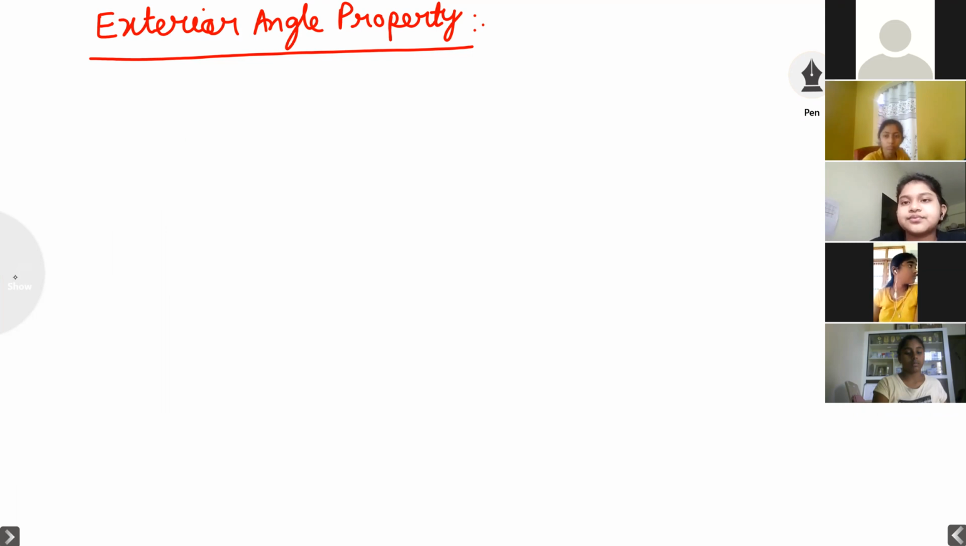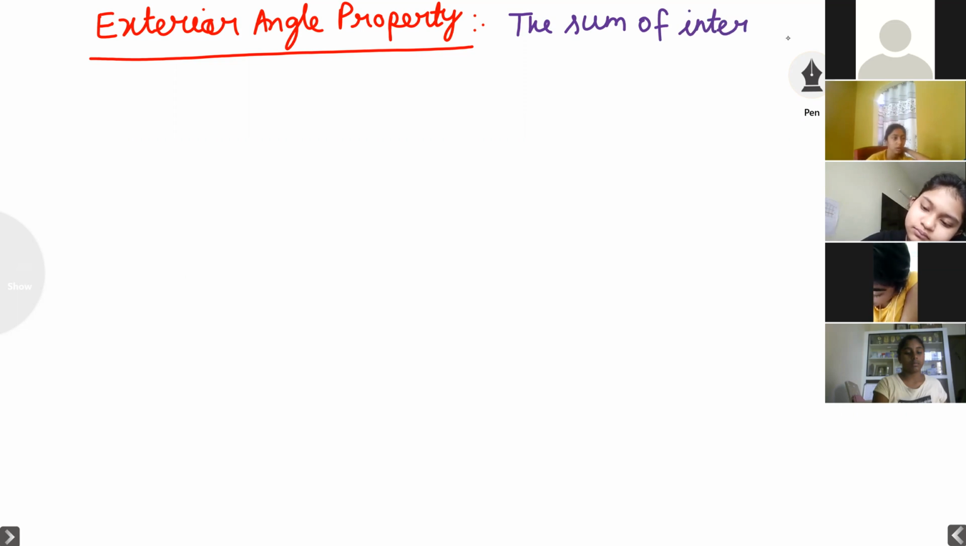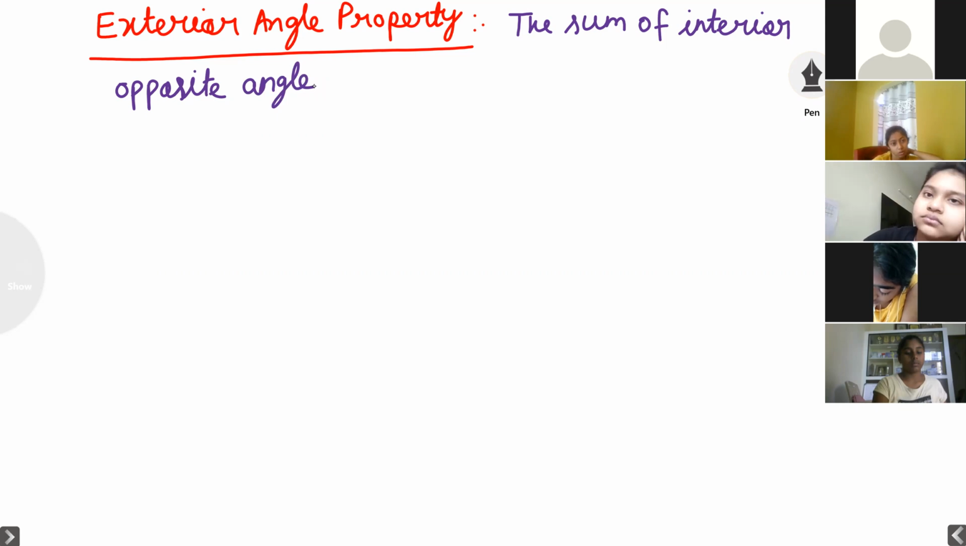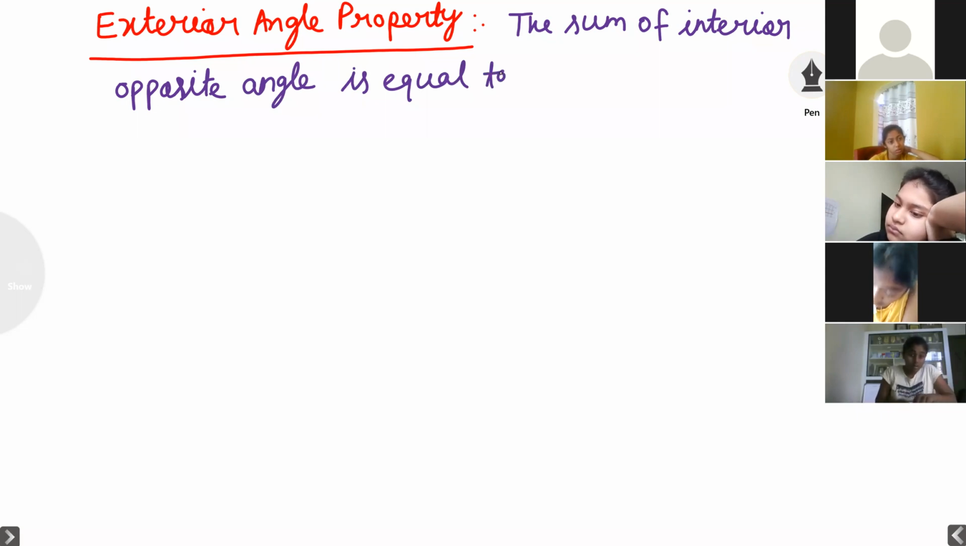The sum of the interior opposite angles is equal to the exterior angle.